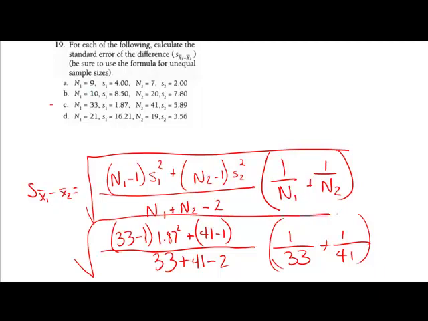S2 is 5.89 squared. PEMDAS. Start with what's in our parentheses first. Parentheses, exponents, multiplication, division, addition, subtraction. How am I going to do this on the screen? Maybe I'll erase things as I type them into my calculator.